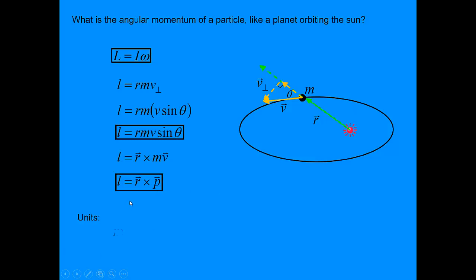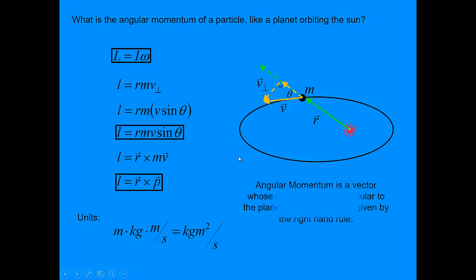Units? Well, R is in meters, mass is in kilograms, speed is in meters per second. Sine of theta doesn't have units. Put them together: kilogram meters squared per second. Do you see how that's just momentum units with an extra R, with an extra meter? Kilogram meter per second are momentum units, mass times velocity. And then you got a little extra R in there. So the same units.